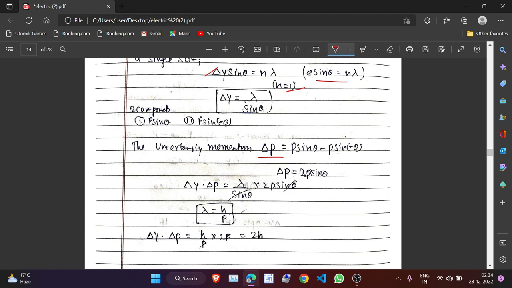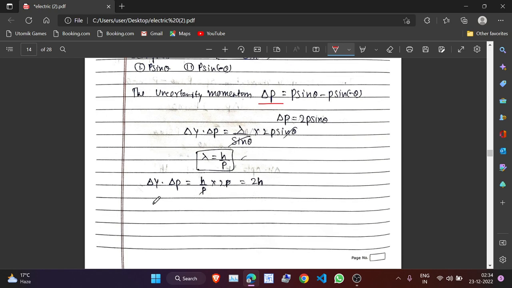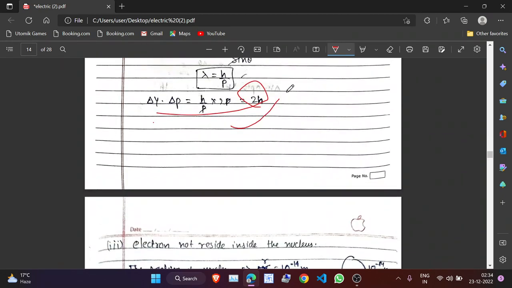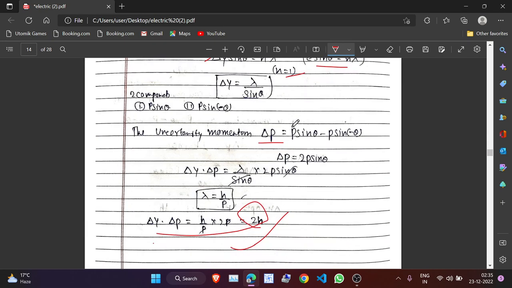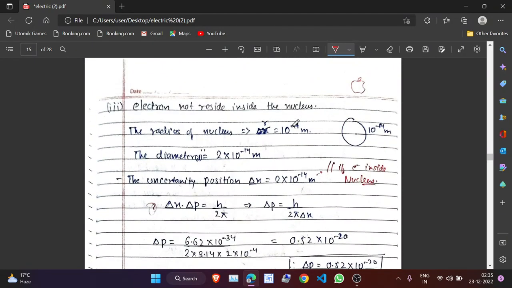So delta p is equal to 2p sin theta. And after multiplying it, again we got delta y dot delta p is equal to 2h. Delta y is the uncertainty in position. We have considered this earlier, so again we write it. If you have any doubt or any queries related to these steps, you can comment it in the comment section.